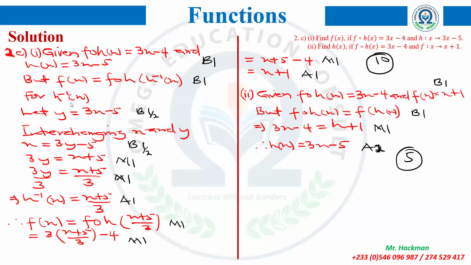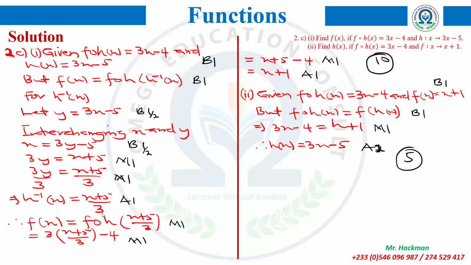So I set out to look for my inverse. For h inverse, I will interchange x and y, make y the subject. So you end up getting this as y. Immediately you get your y, you know your h inverse. And at this point, take note, you can now go and substitute. So my f of x will be equal to f of h fed with h inverse, and that is what you just found.